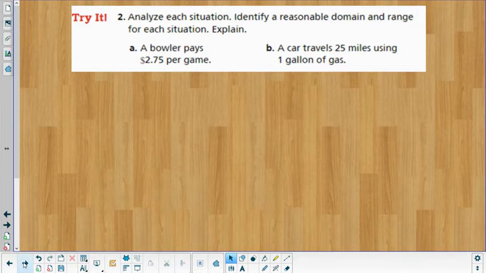Okay. So in this case, we want to analyze a reasonable domain and range for each one of these. So go ahead and pause your video and see if you can come up with an idea of what you think an appropriate domain and appropriate range would be for these ones.